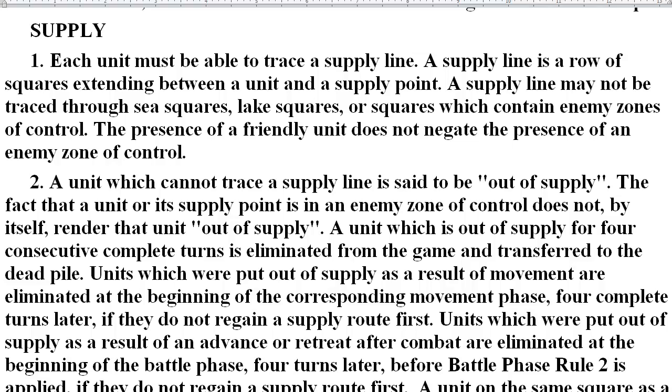Well, it might be that you were moved into where there was a movement on one side or the other that put the unit out of supply, in which case the unit is out of supply and is removed at the start of the corresponding movement phase 4 turns later. A unit could also be put out of supply by an advance or retreat after combat, in which case the unit is present during the movement phase and is eliminated at the start of the battle phase 4 turns later. Unless, of course, the unit gets a supply line back in the meantime.